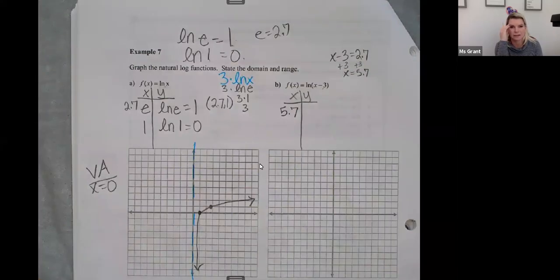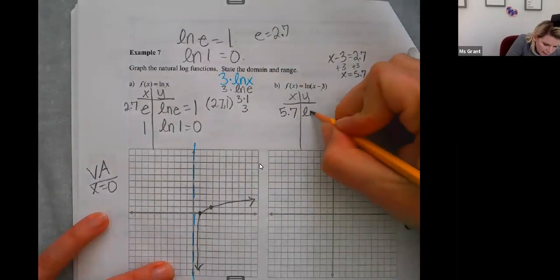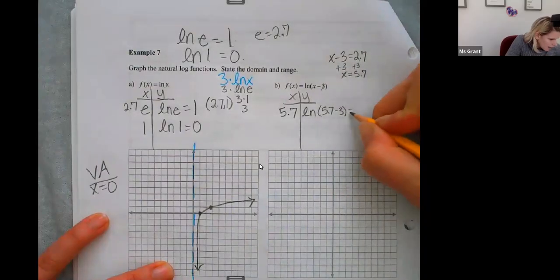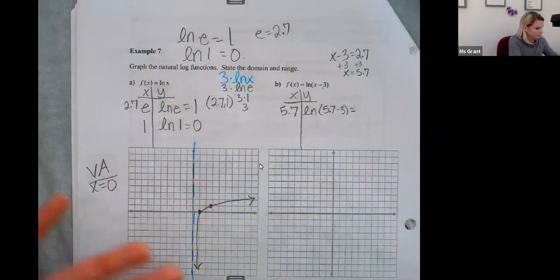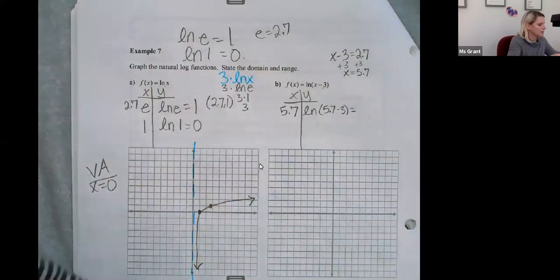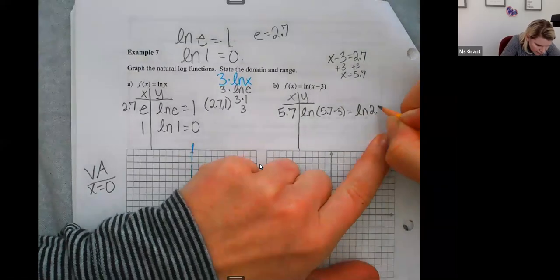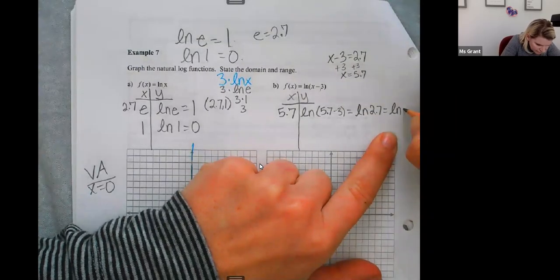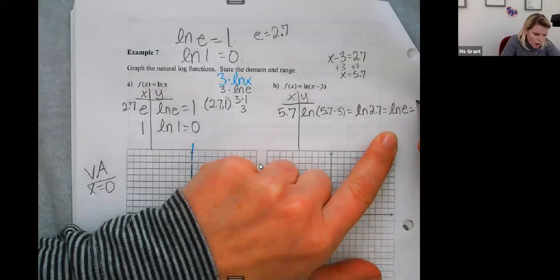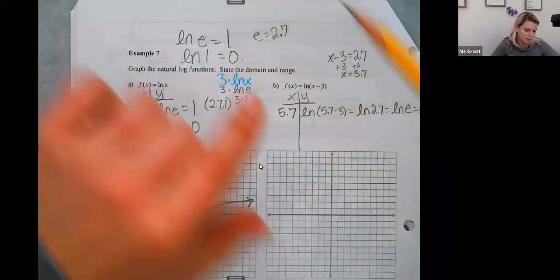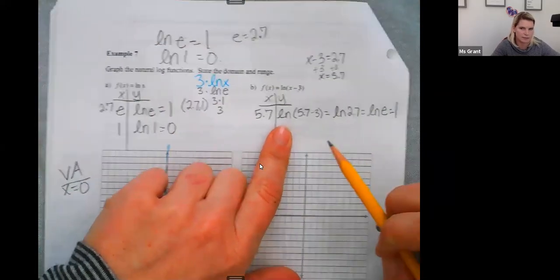Then when I do ln of 5.7 minus 3, I'm going to get ln of 2.7. Natural log 2.7, which is e, which is 1. ln of e, what is it? It's 1. So look carefully how I did this.